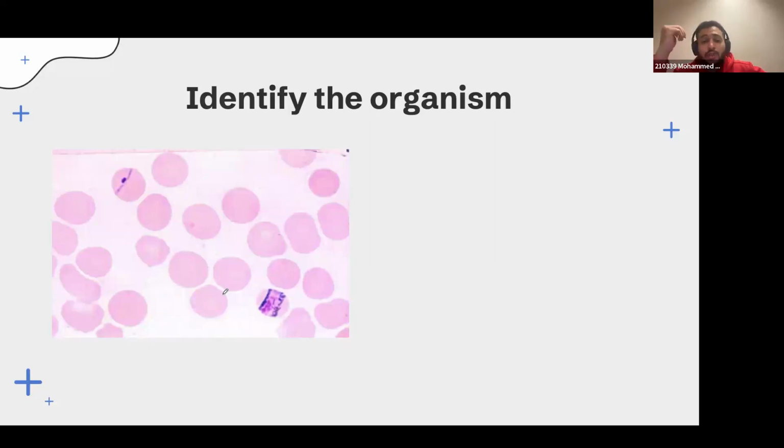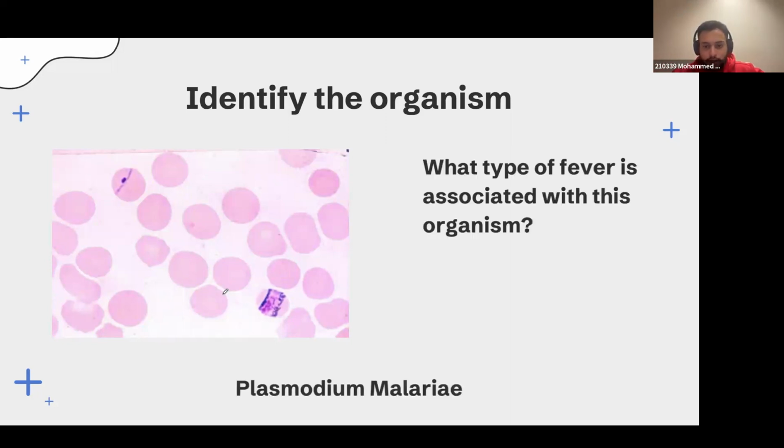Now, Plasmodium malariae, what's the fever in it? Quartan fever, good. Which means every how many days? 4 days. Perfect, guys. Remember this one because it's the odd one out of all of them. Usually they like to ask the odd one outs. This is an odd one out. Quartan fever every 4 days, think Plasmodium malariae. And I already asked this question.